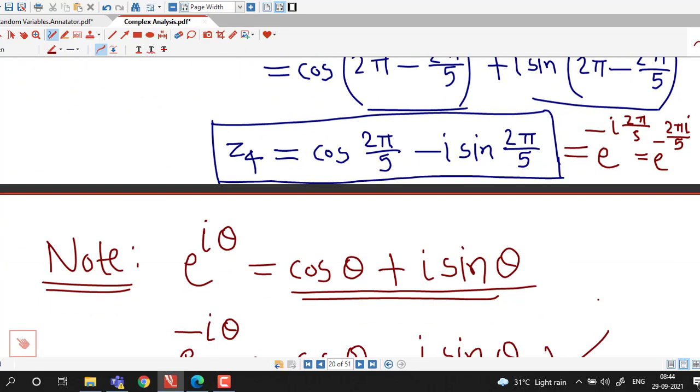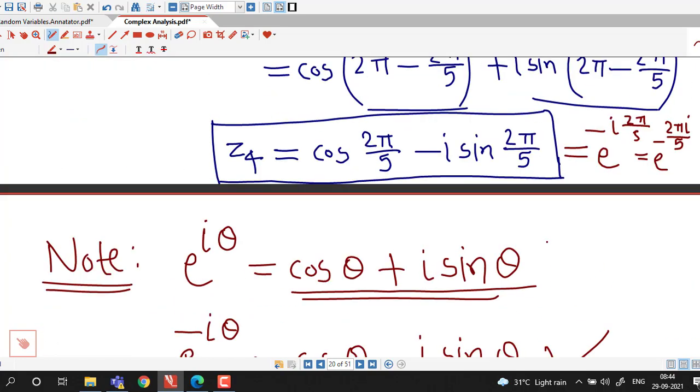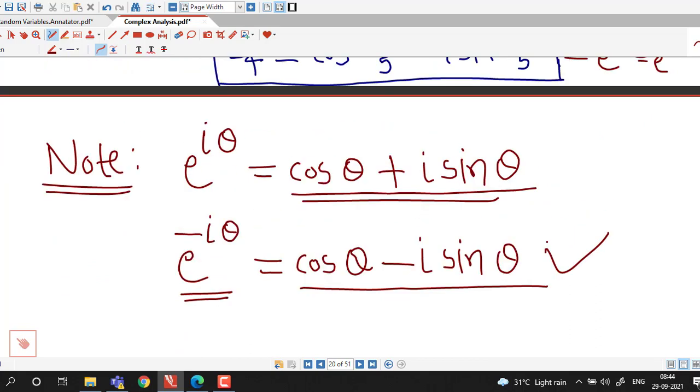So that is also correct. Either you can write in this trigonometric form or in exponential form. So in this way we can calculate the fifth roots of the complex number unity. So this is all about this session.